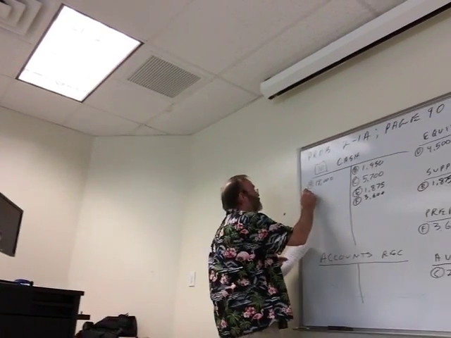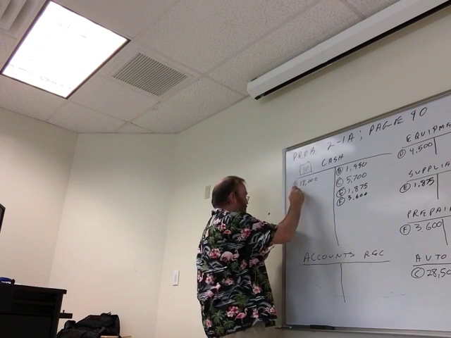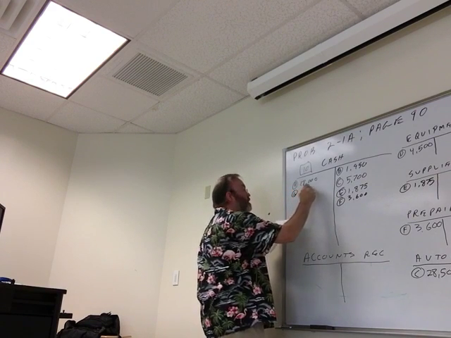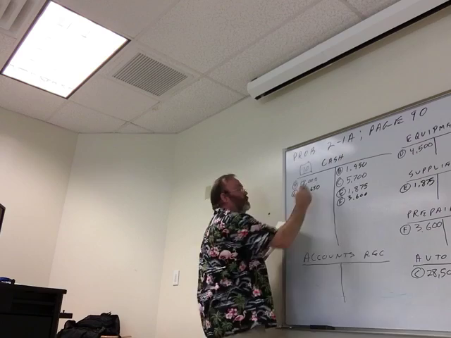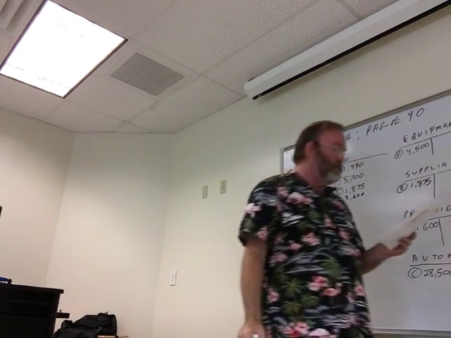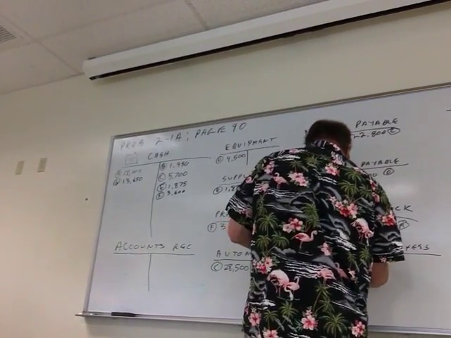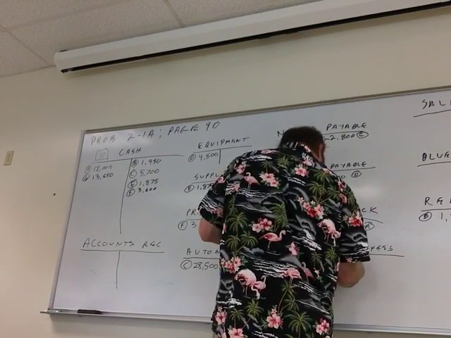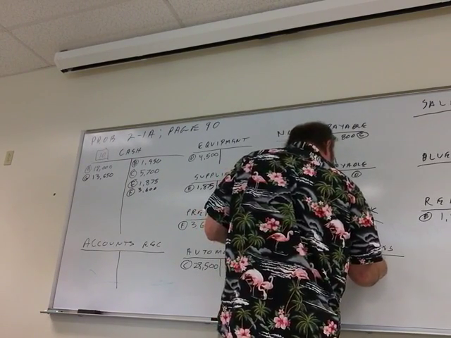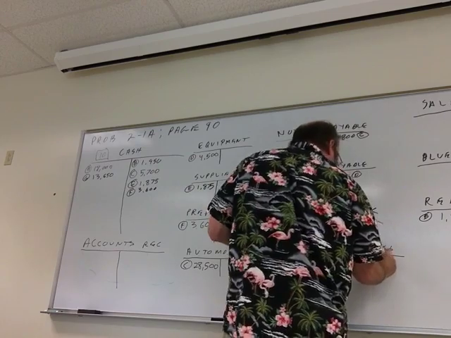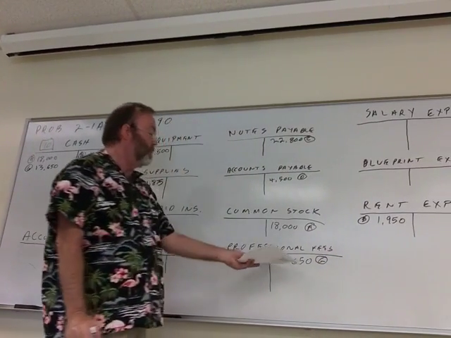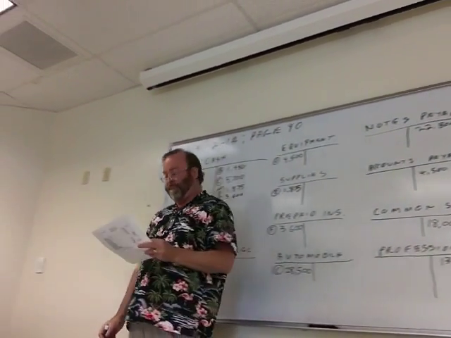G, we received cash from a client for plans delivered. $13,650. So they paid us in cash, which is nice. And this is professional fees. $13,650. And that is transaction G. Okay? So under professional fees.